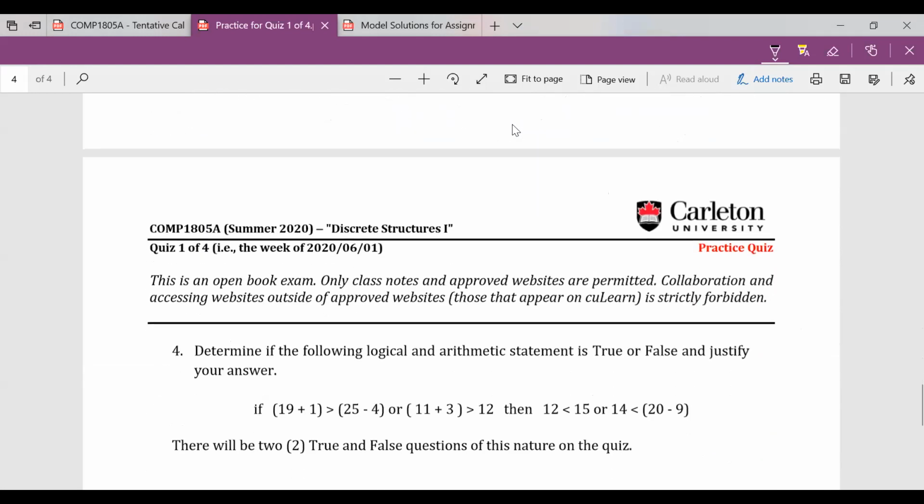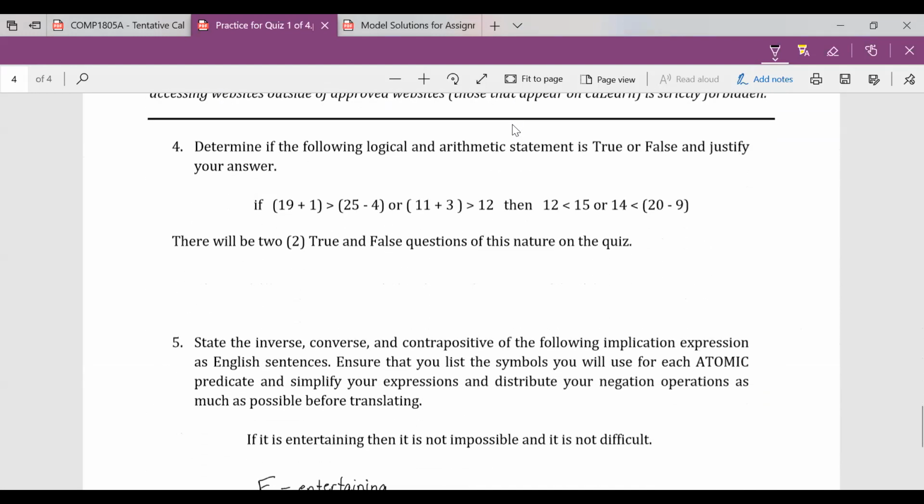All right, number 4, this should be very straightforward. Since it is a quiz, you can just do as much shorthand as you like, but we could say if 20 is greater than 21, or 14 is greater than 12, then, and say 12 is less than 15, well, that we know is true. Or 14 is less than 11. So we can simplify that more.